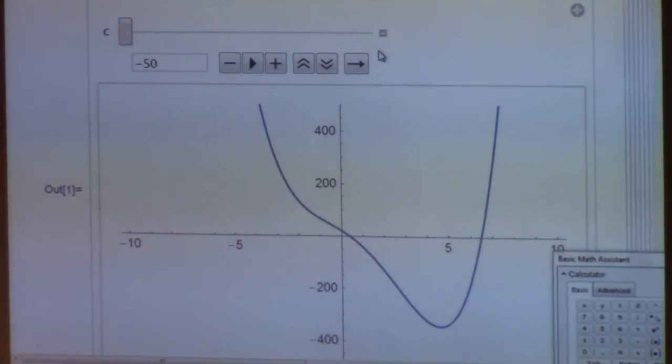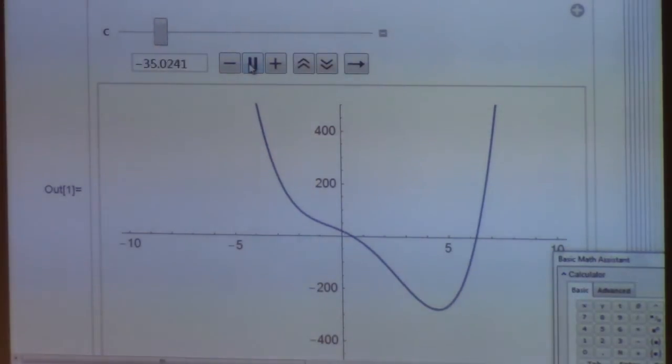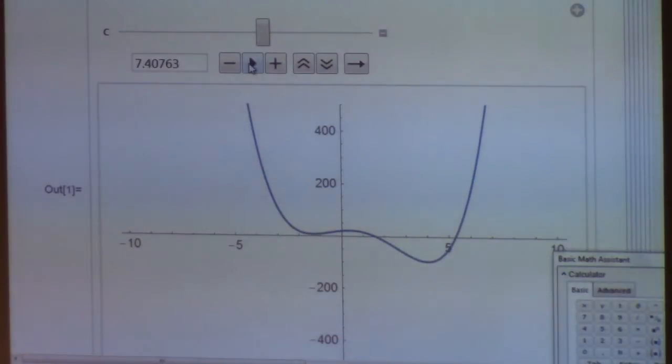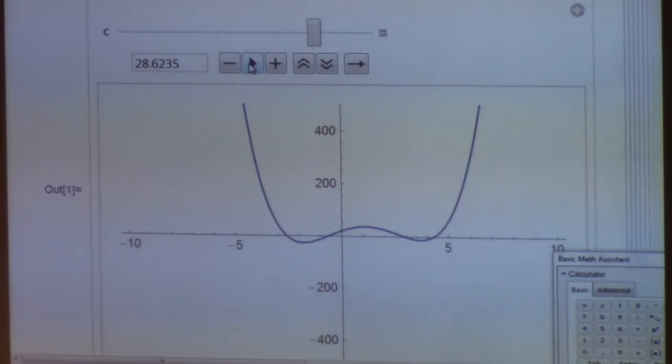So you could describe that graph by saying it's got a local min at around 5 when C is negative 50, 2 positive roots at around 0.3 and 6.5, and is negative in between those roots and positive to the left and right of the roots. Watch what happens now as C increases. Right about there, now we have 3 turning points, 2 local mins and 1 local max. Still only 2 roots. Now we've got 4 real roots.